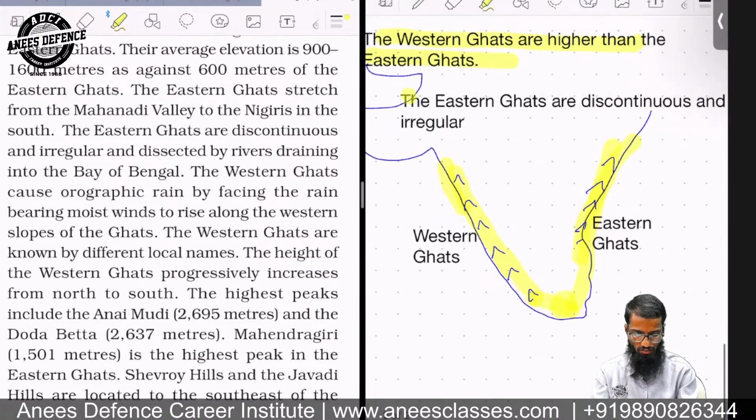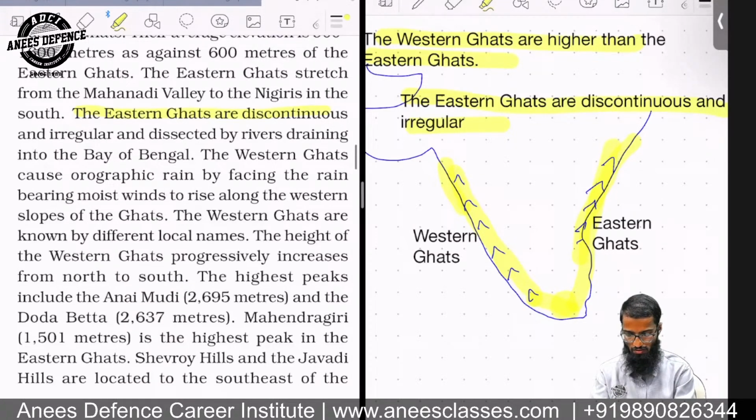Pay attention, this line is also important. The Western Ghats cause orographic rainfall. You have three types of rainfall: orographic, convectional, and cyclonic. So here in the Western Ghats, you have orographic rainfall due to the Western Ghats.